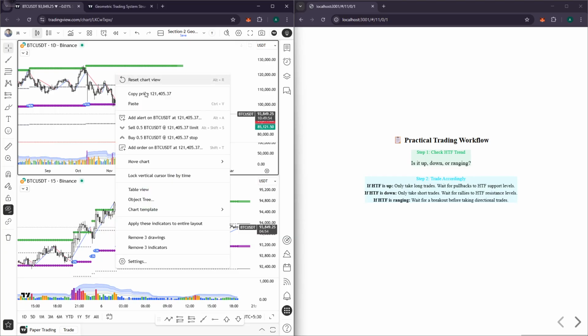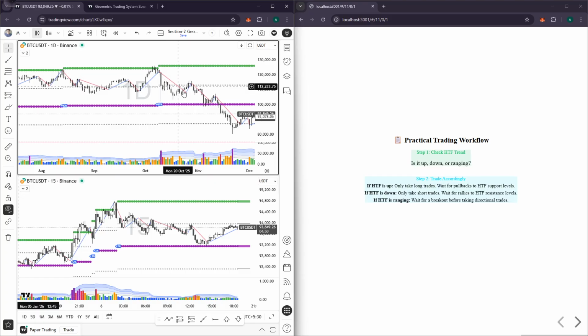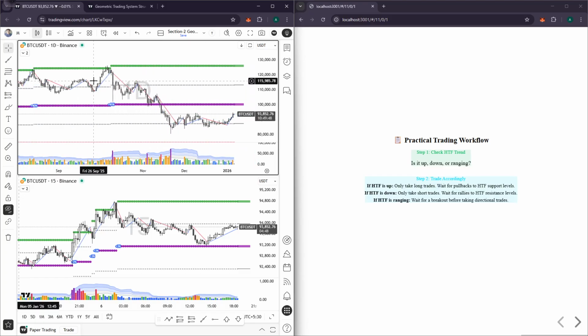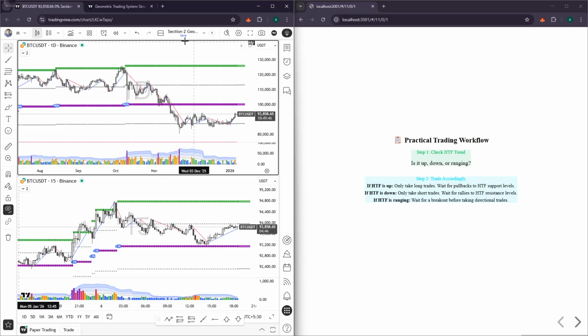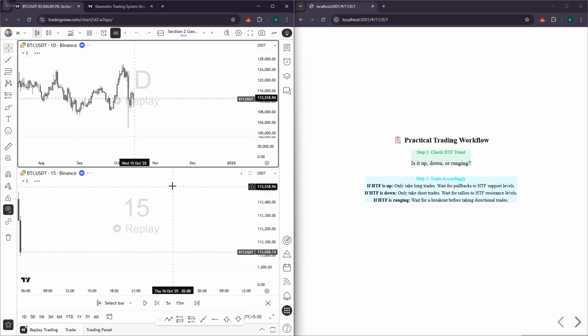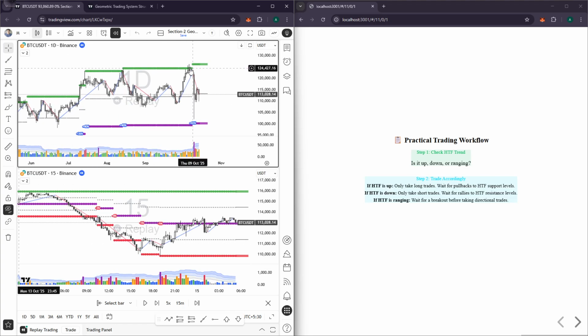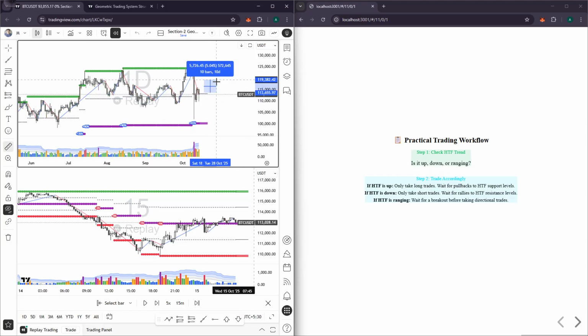So what we are looking for is the context of higher time frame. If my higher time frame is trending down, so for instance, if I come here, I already know that we have hit the resistance point. So after this point, whatever trade I take, I will only take short trades. So that's my directional bias.